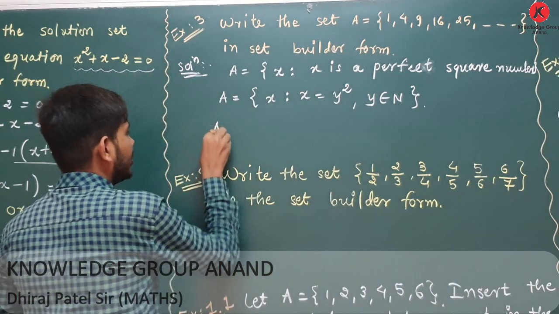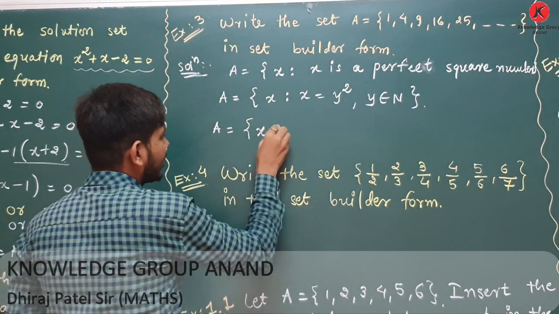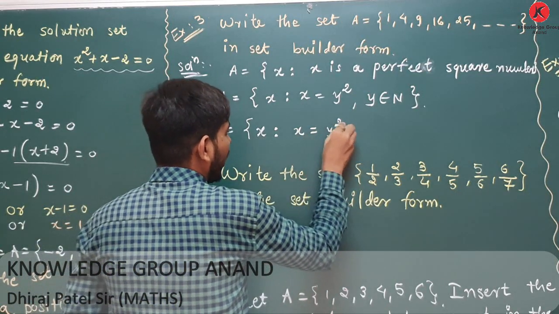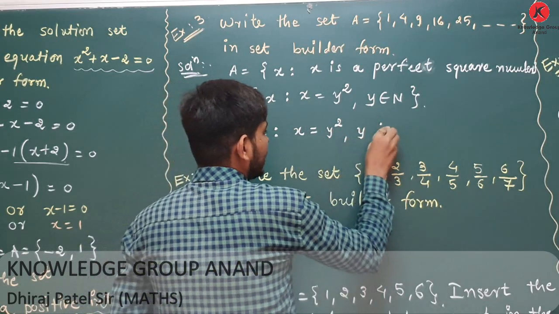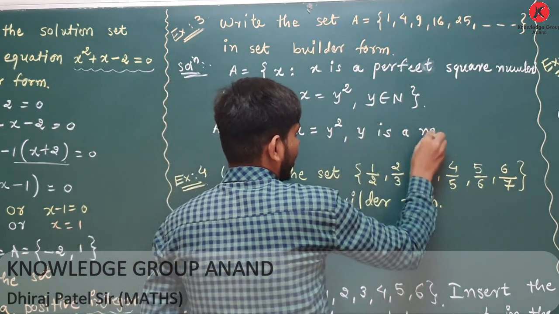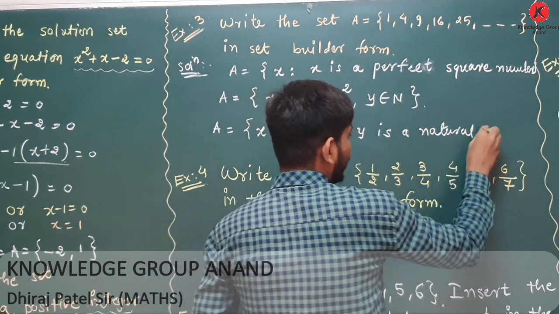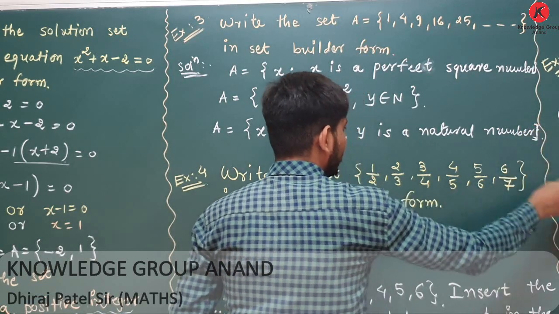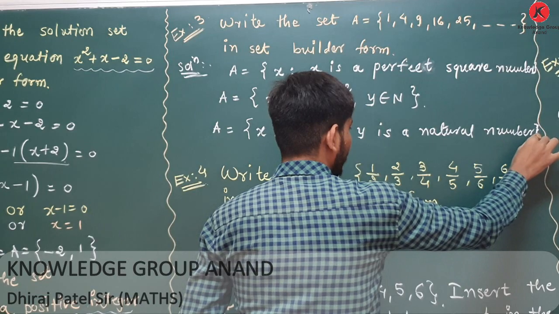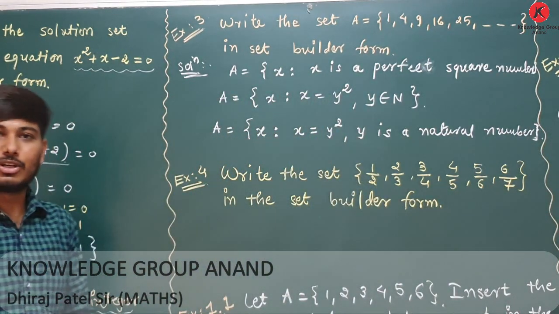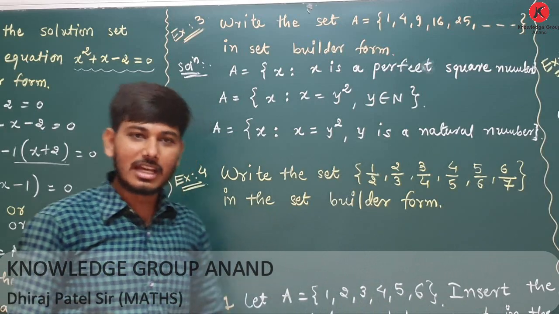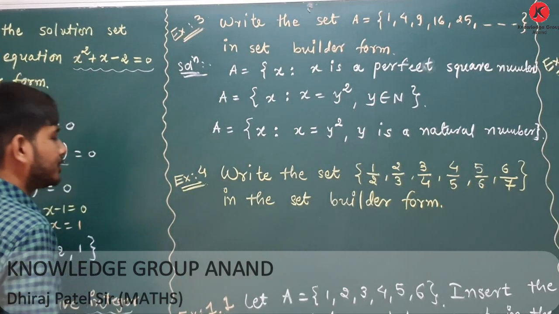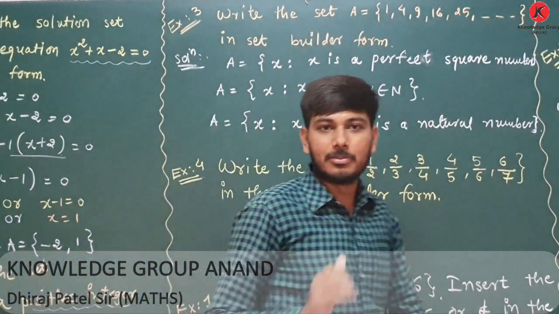You can also write A equals x such that x equals y squared, where y is a natural number. You can write in statement form also, but we know that we are lazy students, and in mathematics there are symbols for any statements. You can reduce the statement to symbol form. Therefore, you have to write this answer, which is very short. Okay. Now, going to example number 4.